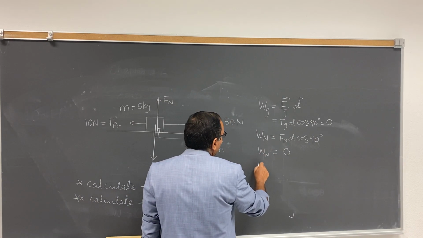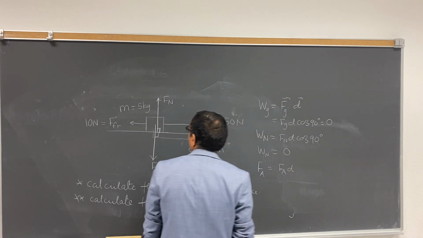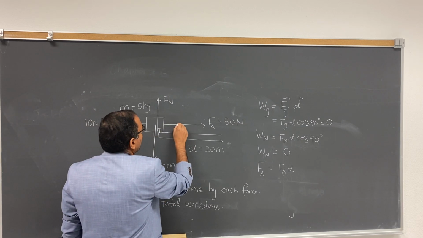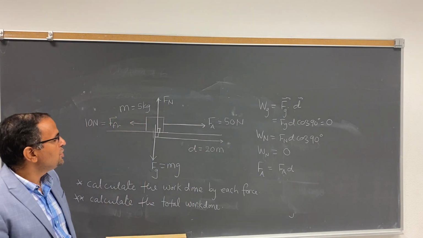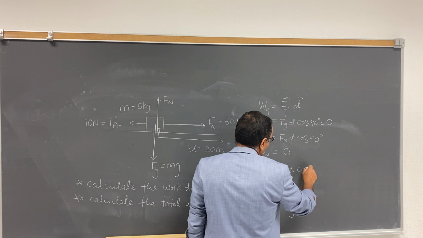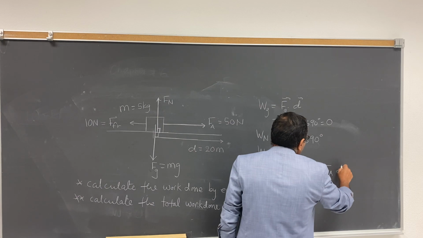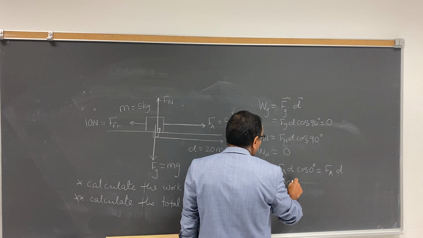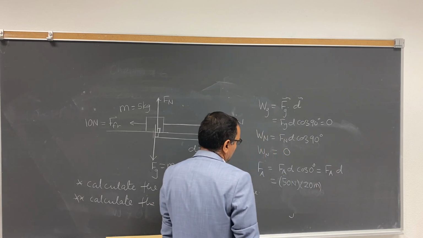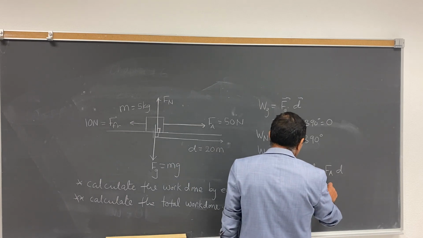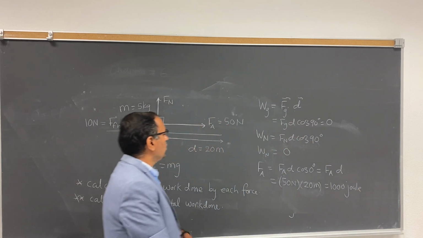And the work done by the applied force, let me write down F of A, this is F A D. Now look, this is your applied force and this is the displacement, so they are parallel. That means the angle between them is 0 degrees, so you write cosine 0 degrees. This is simply F A times D. F A is 50 Newton, your D is 20 meters. Please use your calculator. I think this is 1000 joule. Work done by the applied force is 1000 joule.